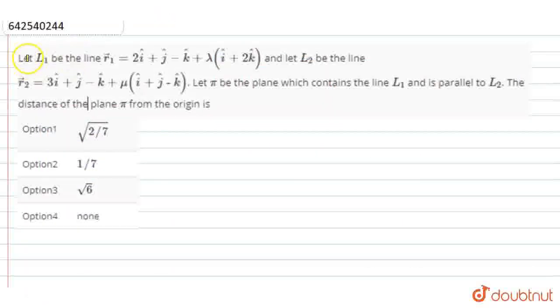Hi there, today we have a question. Let L1 be the line r1 = 2i + j - k + λ(i + 2k), and let L2 be the line r2 = 3i + j - k + μ(i + j - k), and let π be the plane which contains the line L1 and is parallel to L2. Then the distance of the plane π from the origin is.